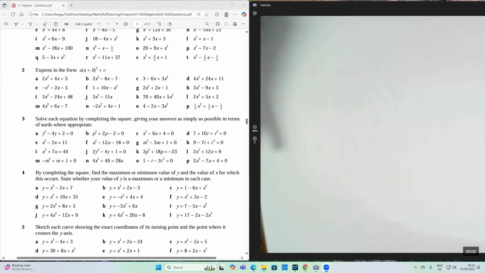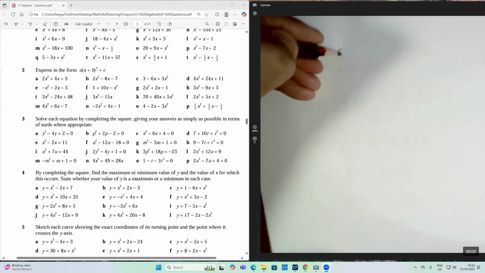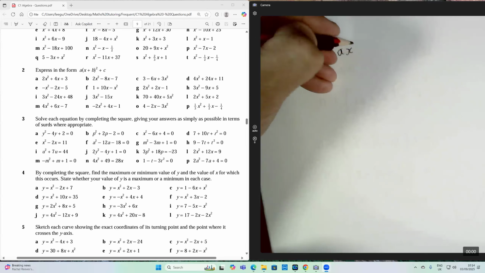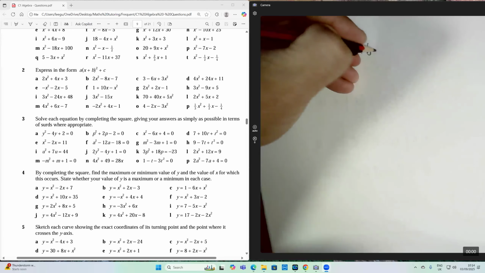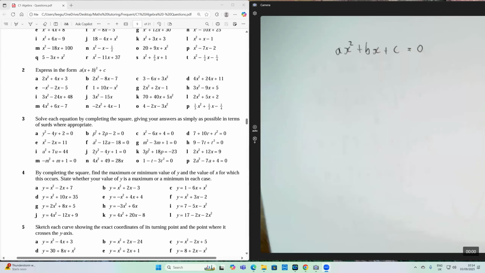Okay, a fun exercise in this one. We're going to be looking at how we derive the quadratic formula. Okay, really useful thing to be able to do. I think it's useful for GCSE grade 9 students to see where it comes from.